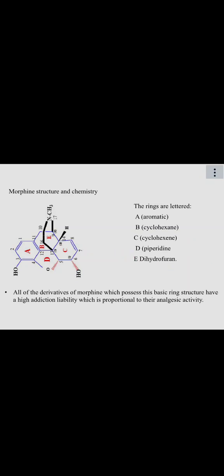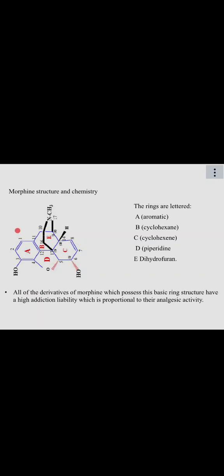So those are the 5 rings that make the morphine molecule. Then from that, I have done the correction: that is ring A, that is ring B, that is ring C, this is ring D, and that is ring E. Then from there is now the numbering.